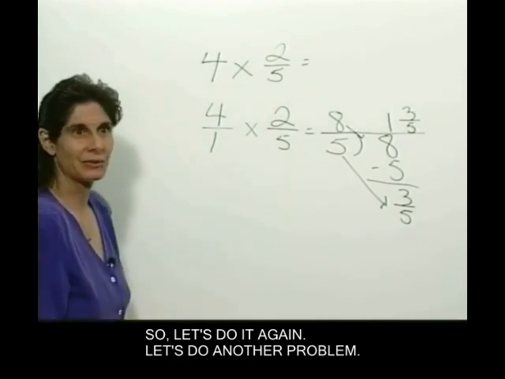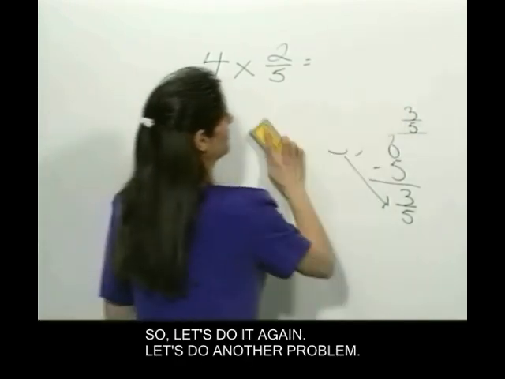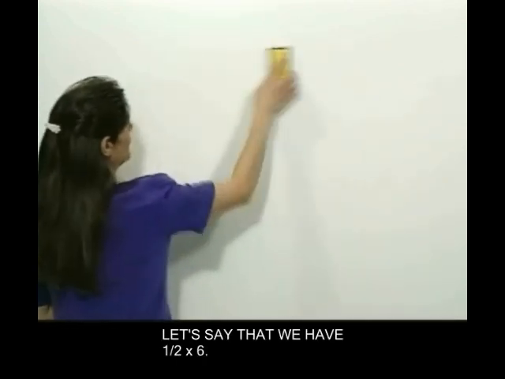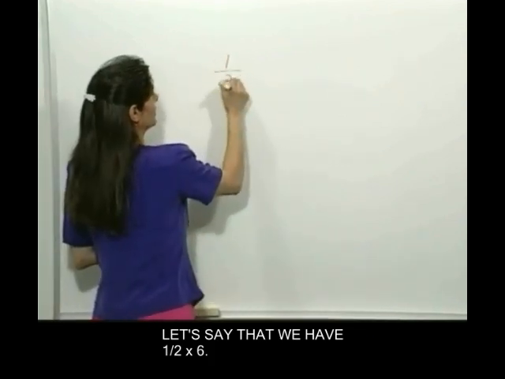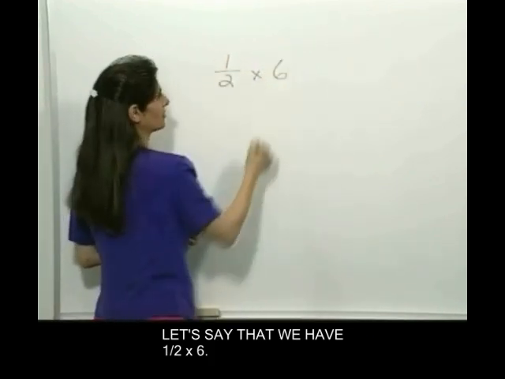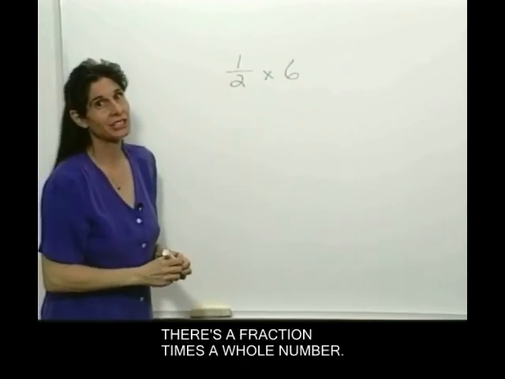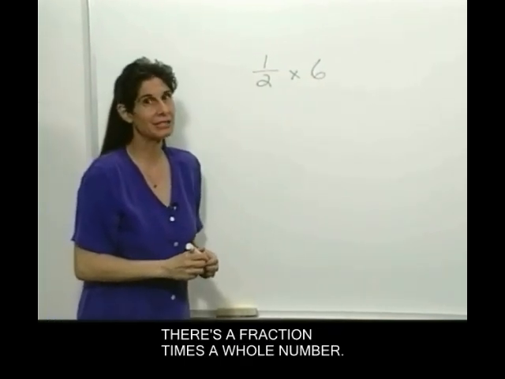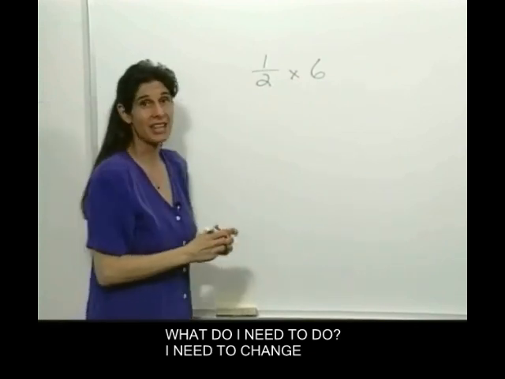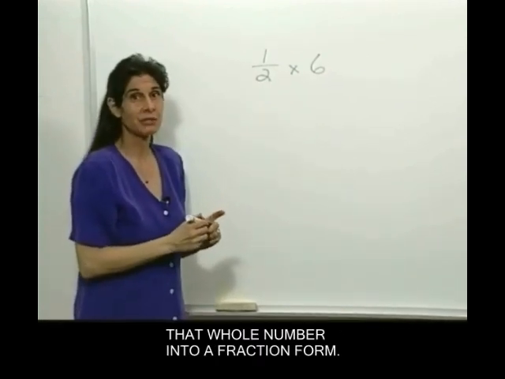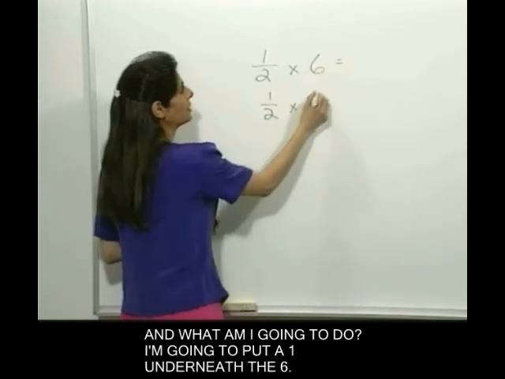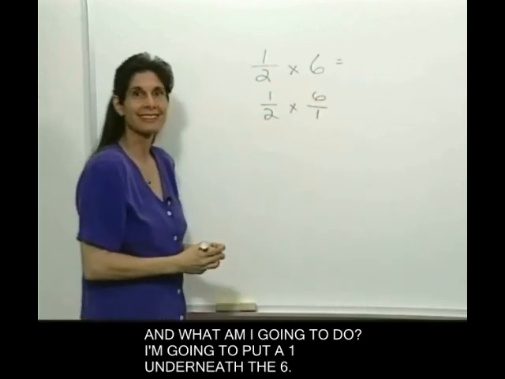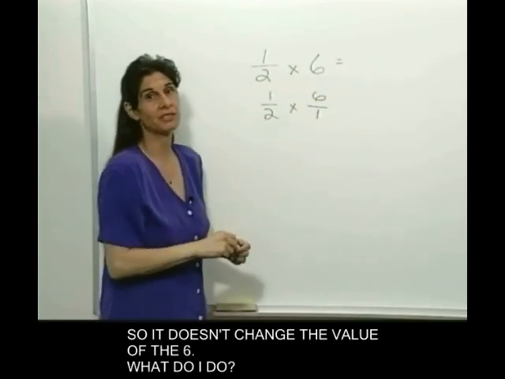So let's do it again. Let's do another problem. Let's say that we have 1/2 times 6. Here's a fraction times a whole number. What do I need to do? I need to change that whole number into a fraction form. And what am I going to do? I'm going to put a 1 underneath the 6, so it doesn't change the value of the 6.